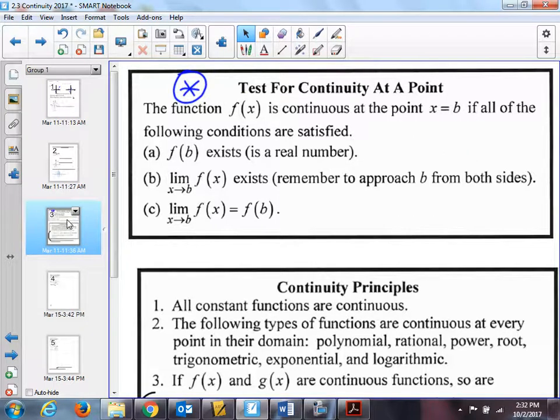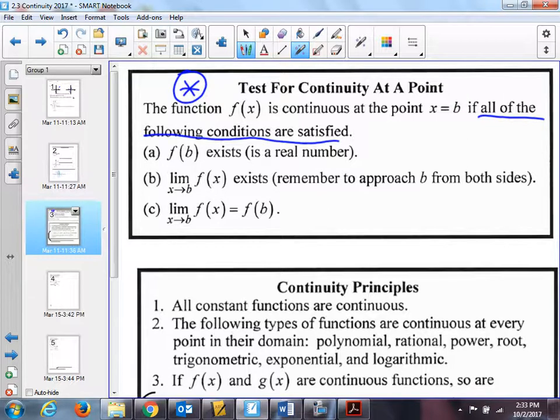Test for continuity at a point. A function, f of x, whatever. That could be x squared plus 5 divided, it goes on. It's continuous at the point x equals b. So b is a value like 3 or 2 or negative 17. It's continuous at this point x equals b if all of the following conditions are satisfied.